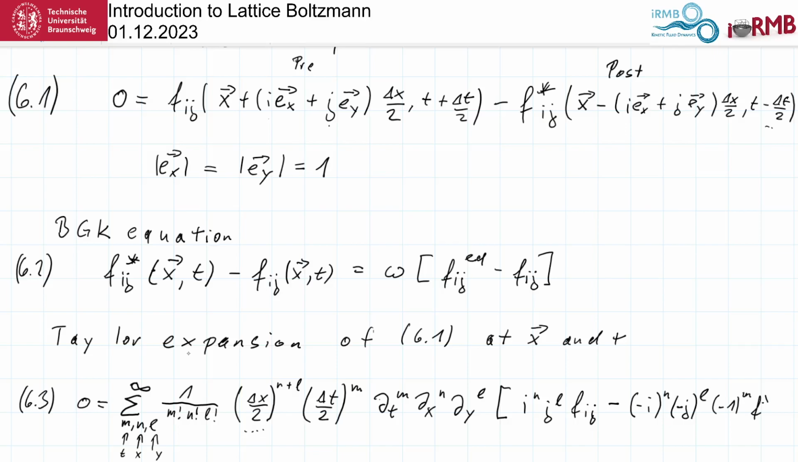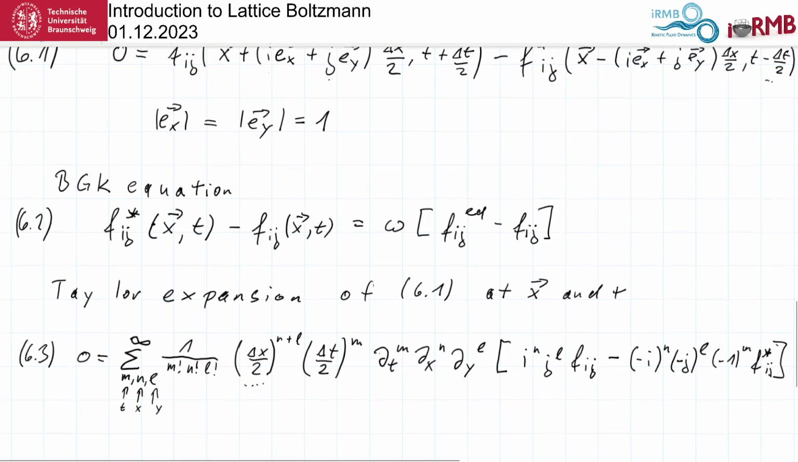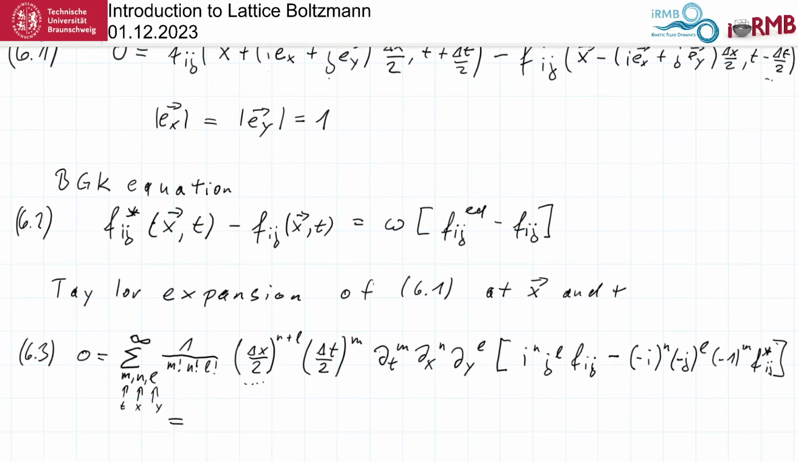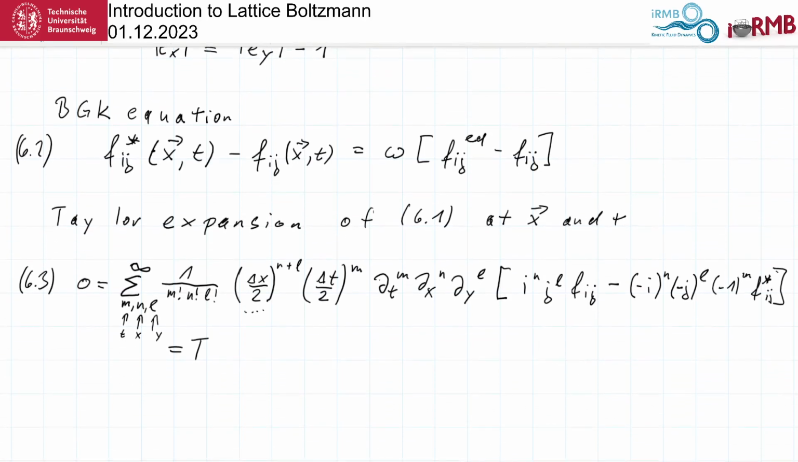And this goes into this post-collision state ij, Fij star. So this is the Taylor expansion of everything, and all of this is 0, but in order to make it mobile, I put everything in a variable. I call this thing capital T, so that I can actually deal with this. Okay, looks complicated, but it's getting interesting again.